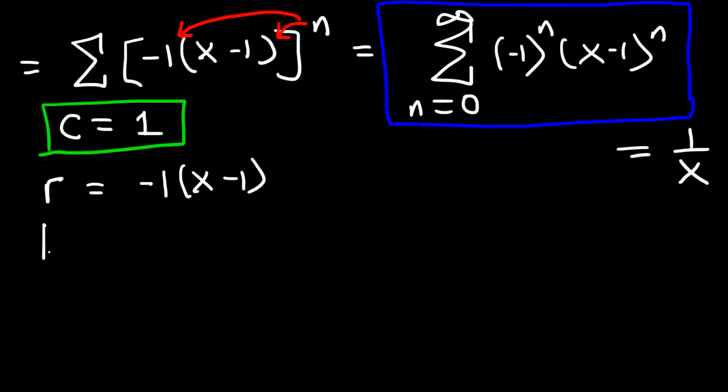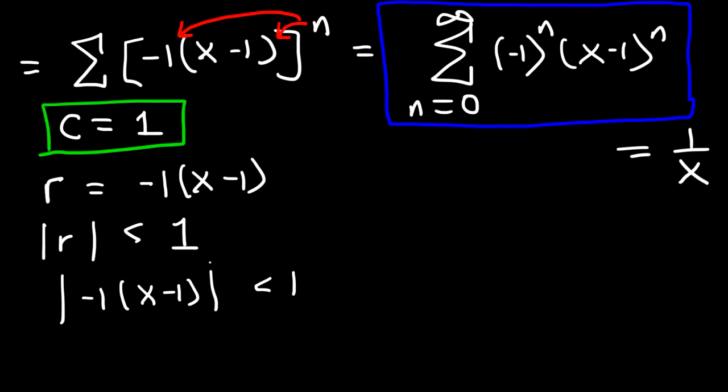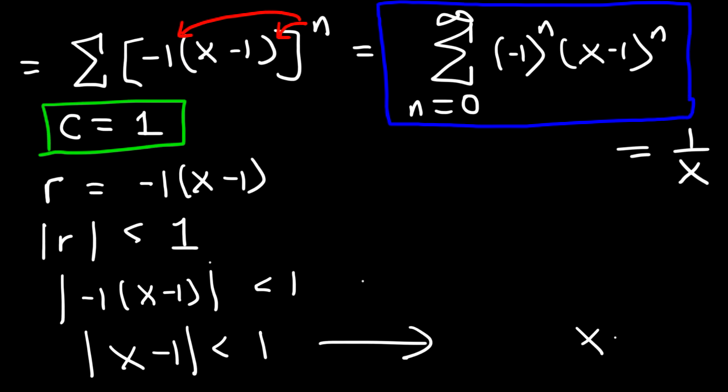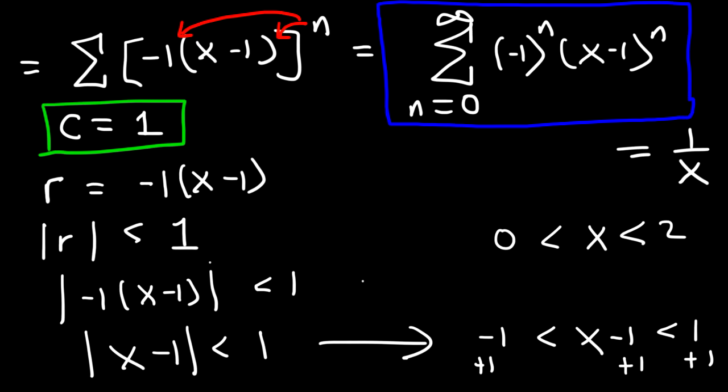That's our next step. So for any geometric series, the absolute value of r has to be less than 1 in order for it to converge. So in this case, the absolute value of negative 1 times x minus 1 has to be less than 1. So the absolute value of negative 1 is 1, so we could just ignore that number. So now we have this expression, which we can write as x minus 1 has to be less than 1 but greater than negative 1. So if we add 1 to both sides, x is less than 2 but greater than 0. And so the interval of convergence is from 0 to 2.